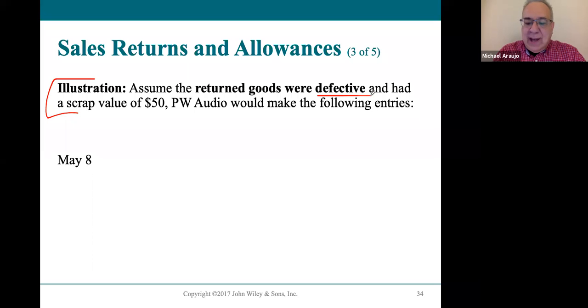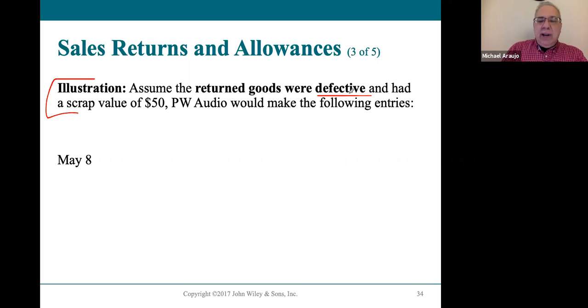But because we have, for a long time, committed to computer-aided manufacturing and computer-aided design, we've gone to robotics and other types of things for manufactured products. The defection rate on any of those things is extremely low, much, much lower than 1%. So it's very rare that we would have a defective good returned to us. However, it still happens.